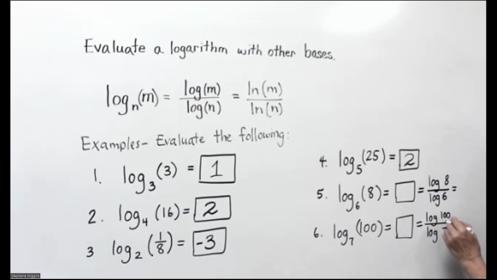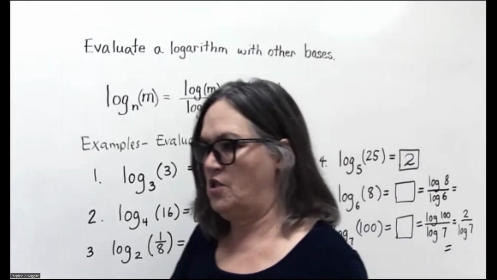Now, log 100 is just 2 because the base of the common log is 10. What exponent on 10 will give me 100? That's 2, but I don't know log of 7 offhand. So these I'm going to have to calculate with my calculator. So let me go ahead and do that.